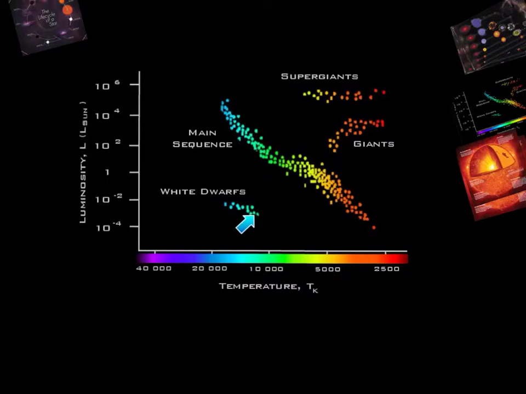And then we've got our white dwarfs, which are really small but really hot. So we've got our hot temperatures up here and our low temperatures down here. And then we've got our supergiants and our giants, which are fairly cool but huge and very explosive, as we talked about before, at the end of their lives.